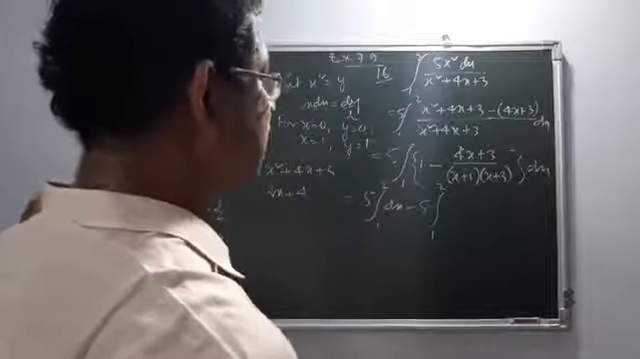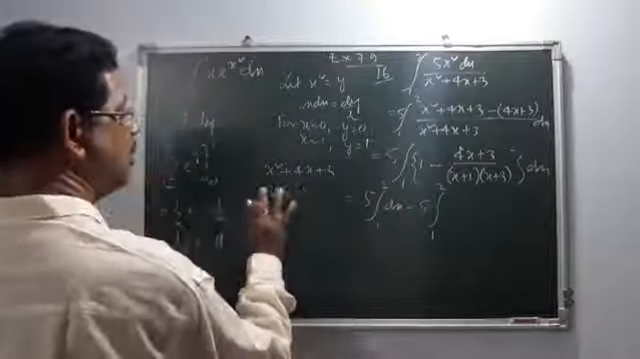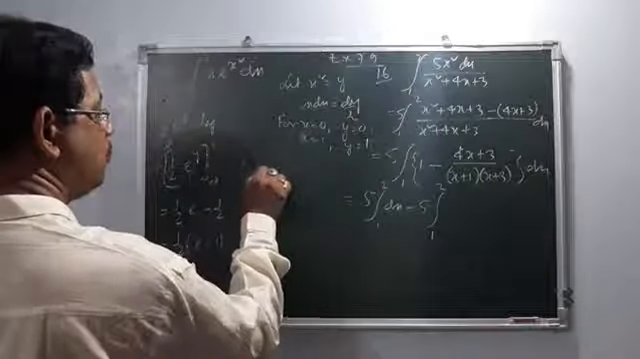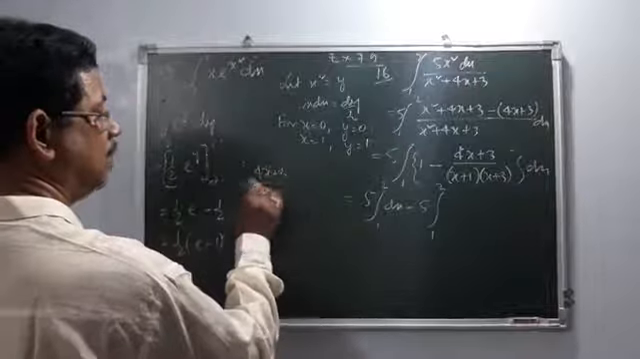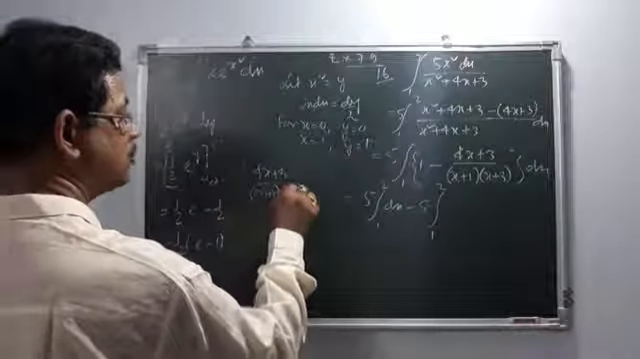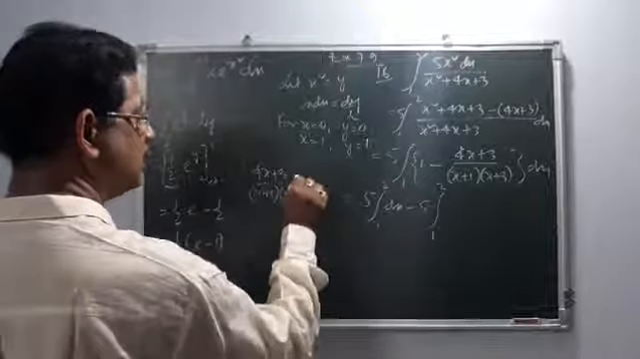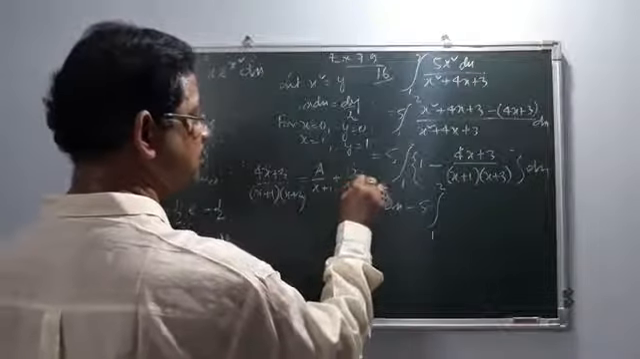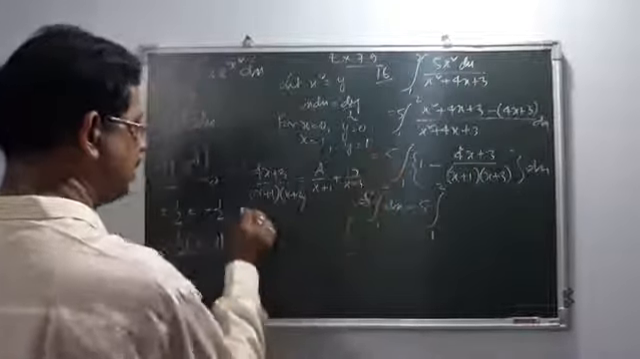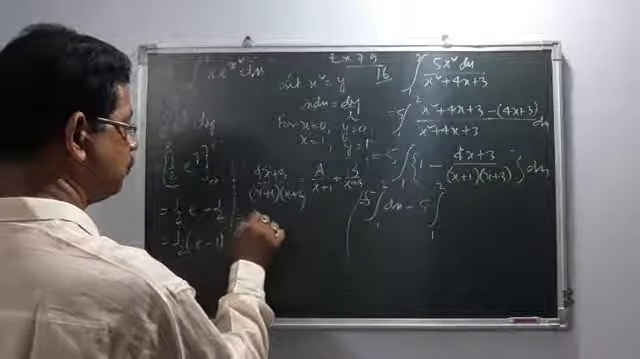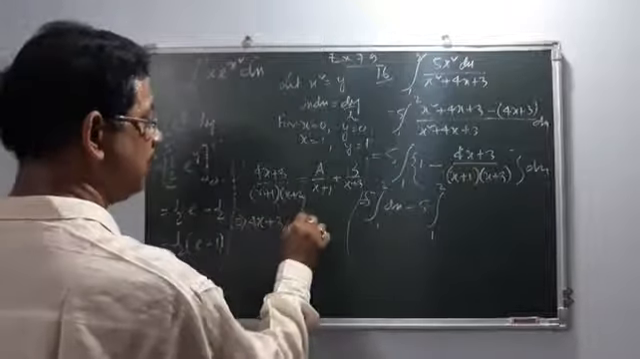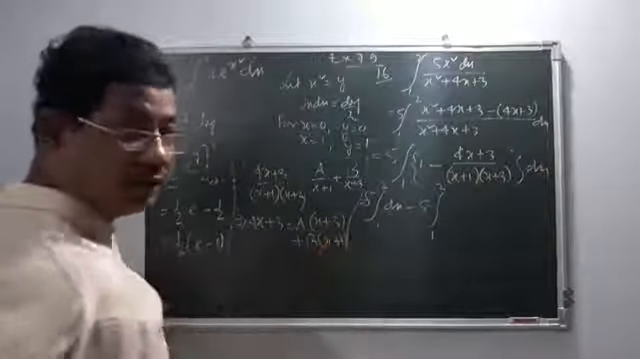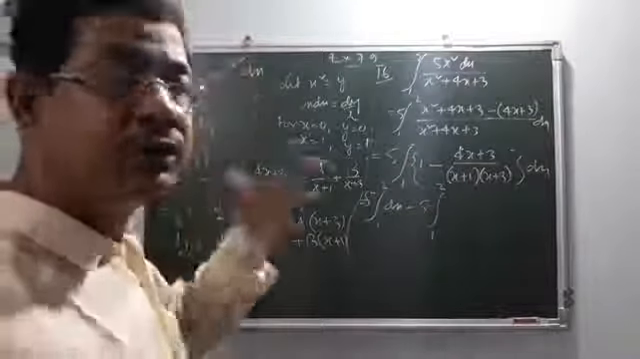Now how to do this one, 4x plus 3? We have to use our partial fraction process: 4x plus 3 by x plus 1 into x plus 3. You think this is A by x plus 1 plus B by x plus 3. Then after simplification we will get 4x plus 3 is equal to A times x plus 3 plus B times x plus 1. This is the partial fraction we have done.